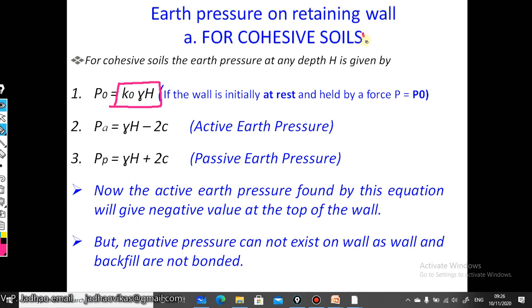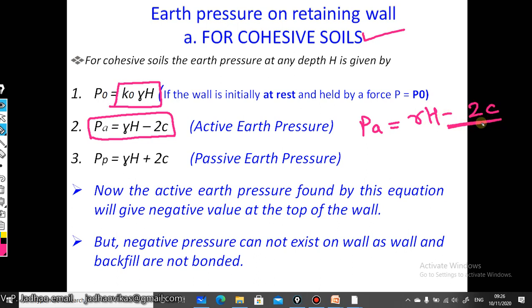Whereas for cohesive soils, the active earth pressure, let us say PA, is equal to gamma H minus 2C. Why 2C? Because it is a cohesive soil and the C factor will come into effect. Whereas the passive earth pressure is given by PP equal to gamma H plus 2C.